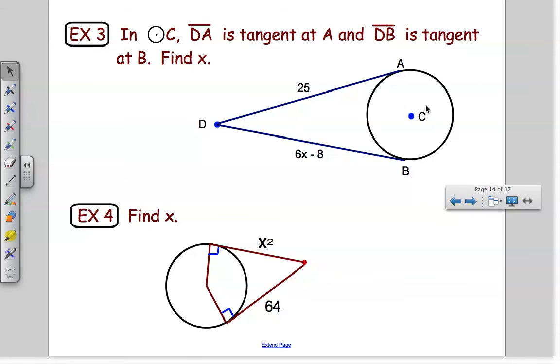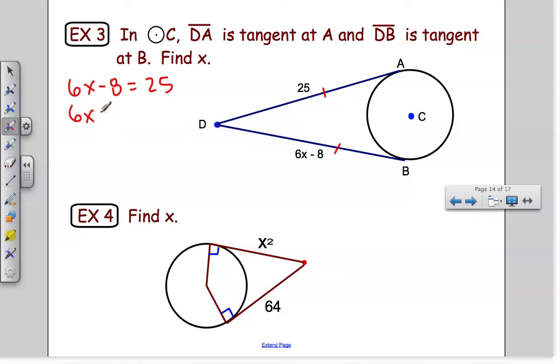In circle C, DA is tangent at point A, and DB is tangent at point B. Find x. Well, what do I know here? I've got two tangents to the same circle. They are congruent. I know that 25 is congruent to 6x minus 8. If those are congruent, I should be able to set them equal and find out what x is, because 6x minus 8 should be 25 as well.